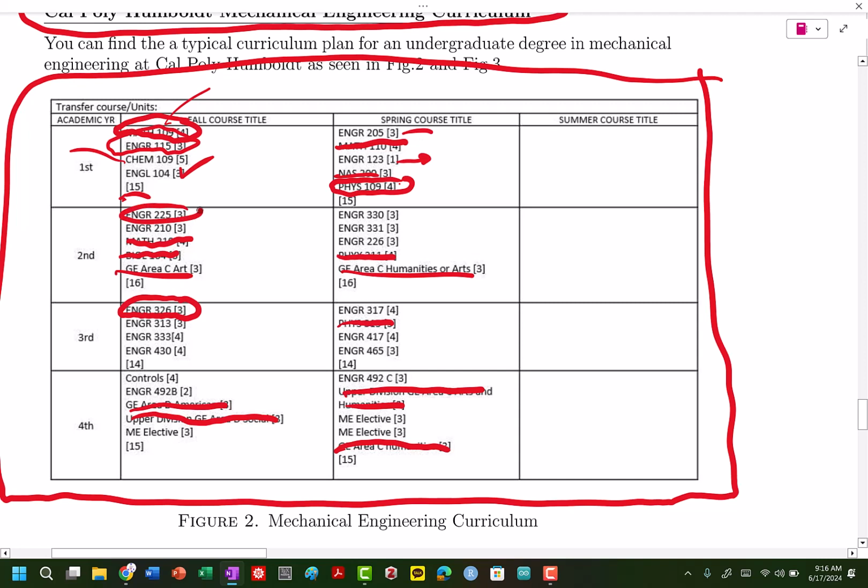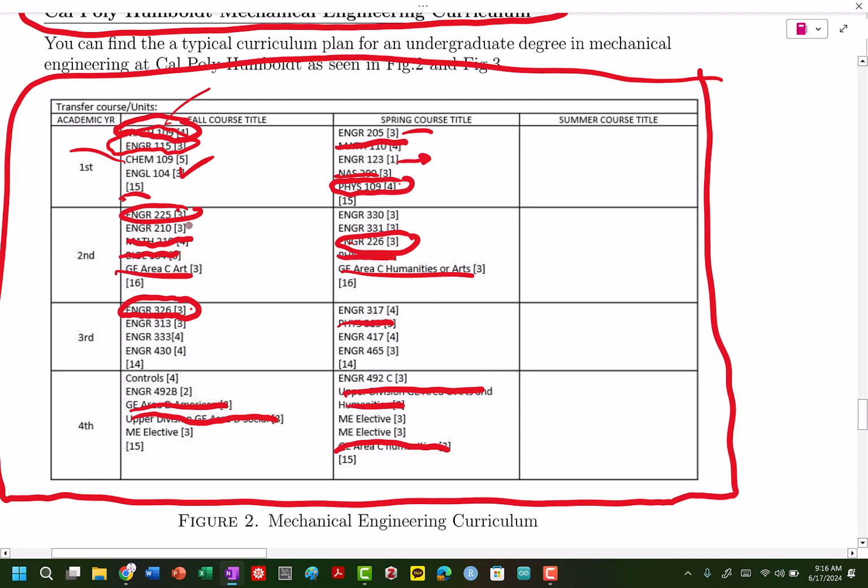ENGR 225, 226, and 326, these are your 3 programming courses. We're going to be programming primarily in Python, although in mechanical engineering, we're also going to introduce other tools as well, MATLAB, Mathematica, lots of good things. So those are your 3 courses that you're going to take in programming.